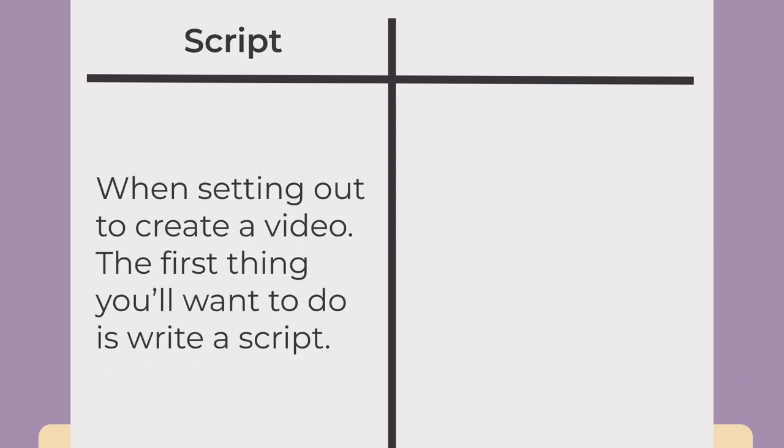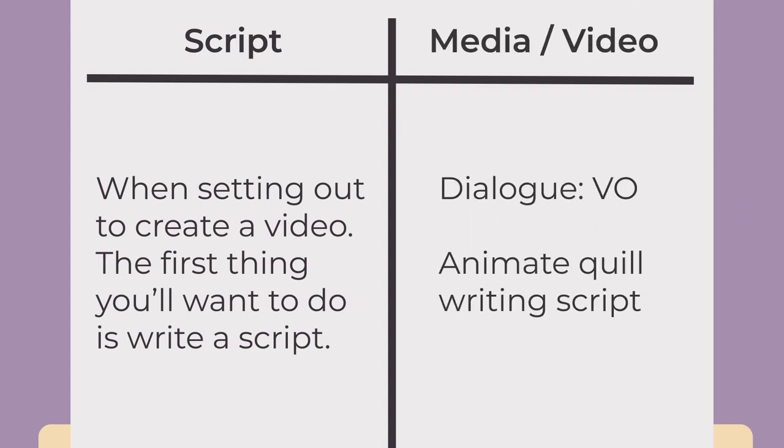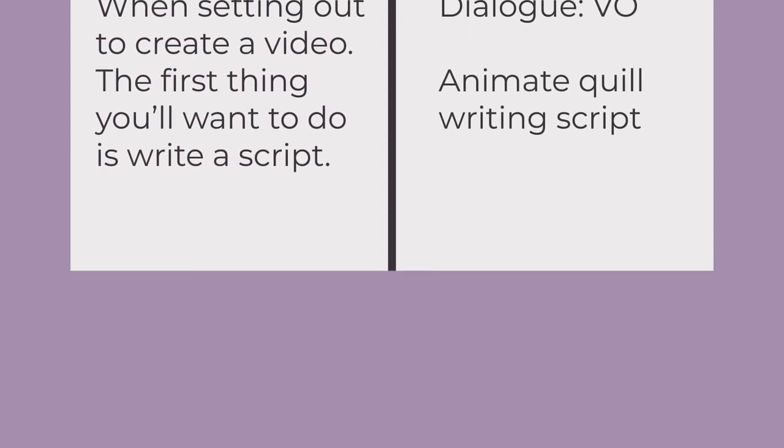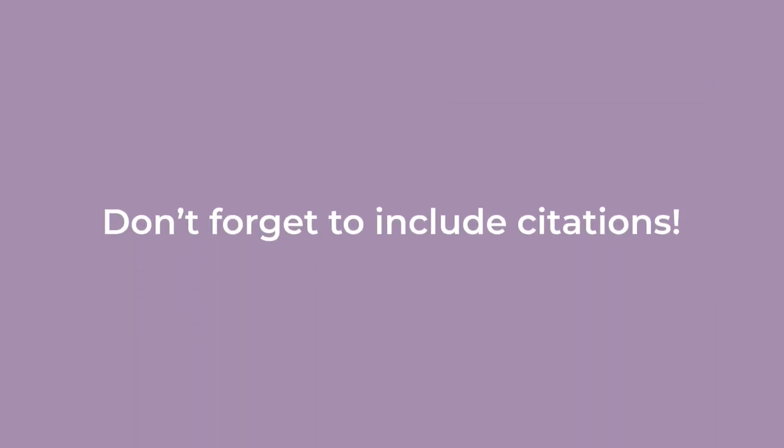This can be especially helpful when creating an animated video. In the first column, write out the text or dialogue. Then, in the second column, list whatever images, music, or sound effects you'd like to use for that specific text. Don't forget to include citations for material you are using.